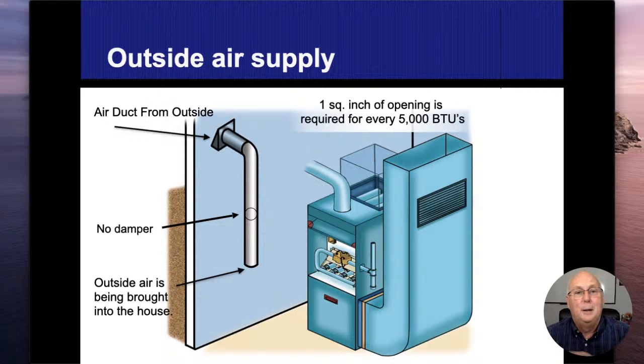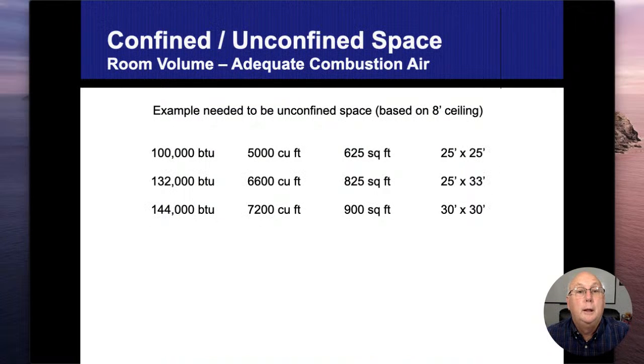We do want to have some sort of a damper on it so that we're not losing heat, and we're not flowing in cold air when the furnace isn't operating. This is only designed to bring the combustion air and the dilution air into the room when the furnace is operating. If I don't have any sort of additional combustion air coming in there, that's fine.